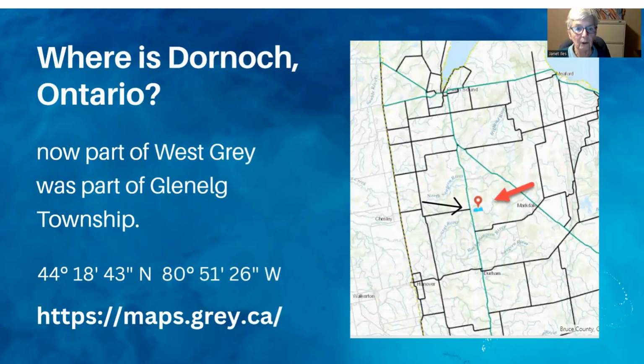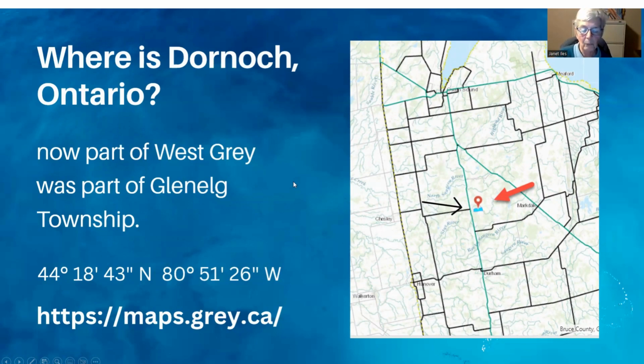So where is Dornoch, Ontario? Now, this map will give you a little bit of idea. So here is Owen Sound. This is Highway 10 that goes to Toronto. And this is Highway 6 that goes towards Guelph, Kitchener, Waterloo that way. The black arrow points to Dornoch. The red arrow locates to where the Lenninghams lived.